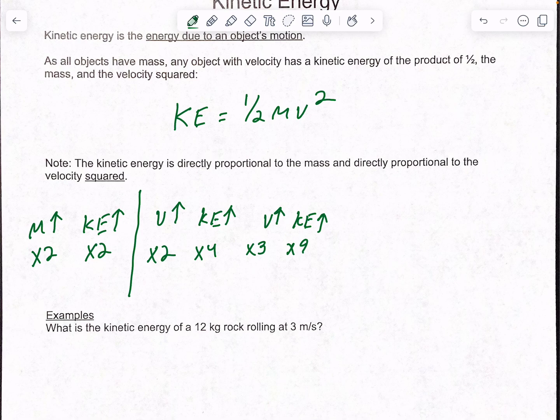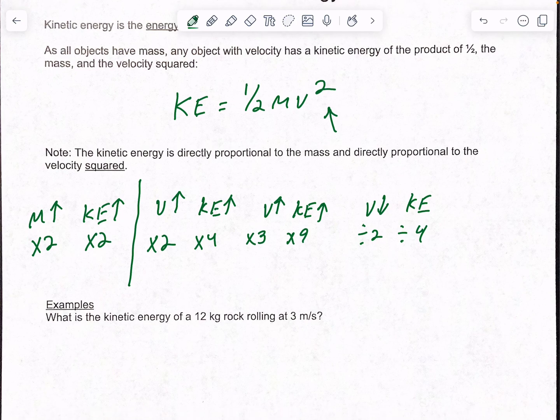If you went the other way, let's say my velocity went down. Let's say we divided by 2. That means your kinetic energy is going to go down by 2 squared. So you're going to go down by 1/4. Just be careful with this squared right here, because we can ask questions like, if I double velocity, how's it going to affect kinetic energy? If I reduce mass, how's that going to affect kinetic energy? So make sure you pay attention to those relationships.